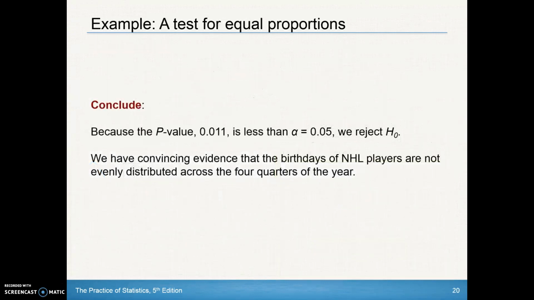And because the p-value, and this is calculated exactly, and we can show that in the calculator in class, but right now you can just say it's between 1 and 2%, and that's less than our alpha of 0.05. And when our p-value is less than our alpha, we reject the null. So that means we have convincing evidence that the birthdays of NHL players are not evenly distributed across the 4 quarters of the year.